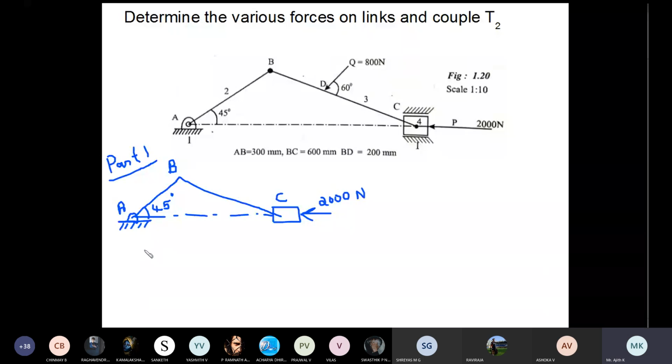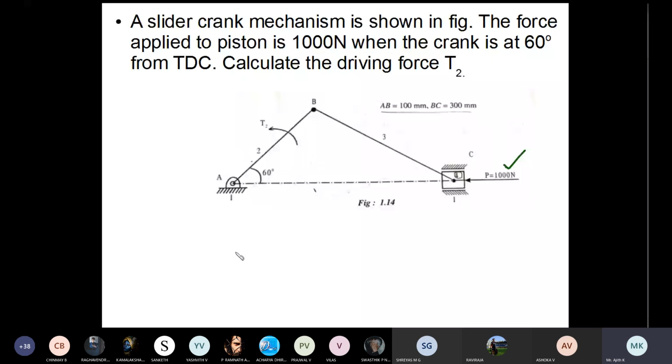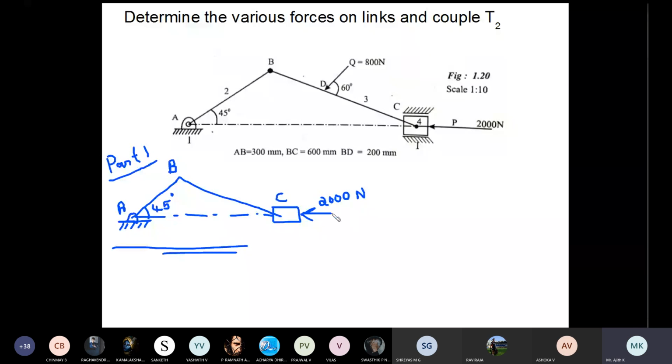And now if you consider this diagram, this is very similar to problem number 1, in which there is only one force, a force of certain magnitude on slider number 4. Even here, there is only one force which is acting on the slider present at C. So you have to solve this first part similar to problem number 1. So we'll tell you how to solve this one.